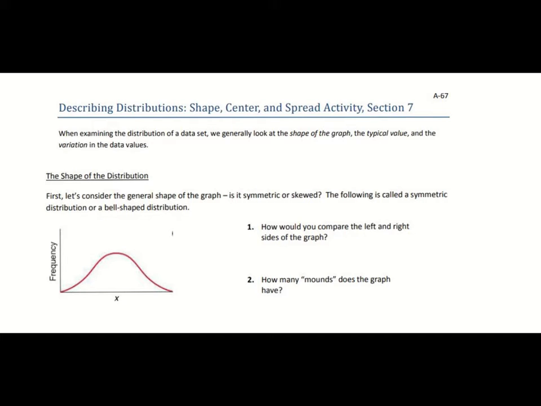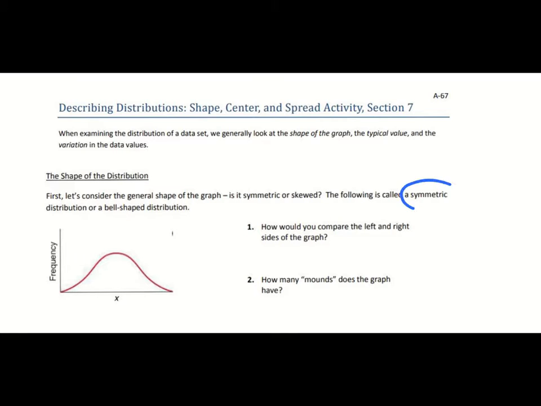All right. Unit 2, Section 7. When examining the distribution of a data set, we generally look at the shape of the graph, the typical value, and the variation of the data values. First, let's look at the shape of the graph. Is it symmetric or skewed?